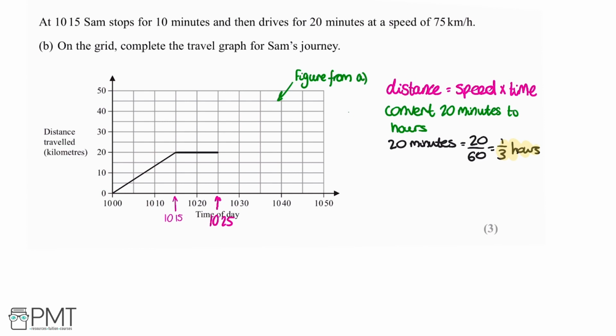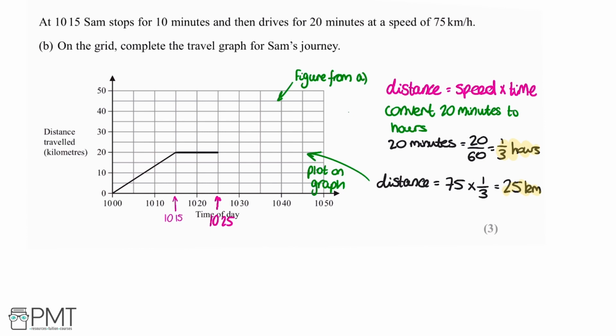So now we can use this. I'm going to have the distance is speed, which we've got as 75 kilometers per hour, multiplied by time, which is 1/3 of an hour. And this gives us a distance of 25 kilometers. So we're now going to plot this onto the graph.